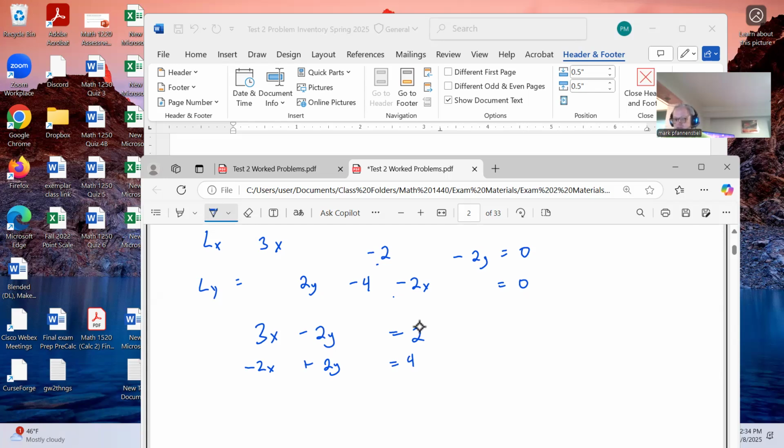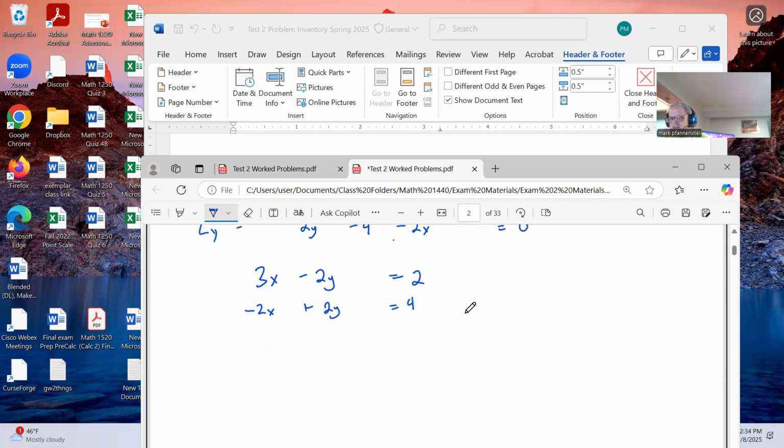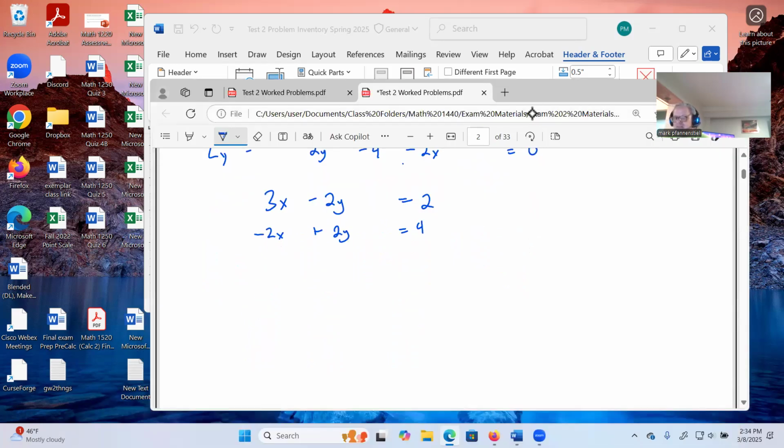I want my variables lined up because I've got two equations, two unknowns. And boy, this one did not come out of a textbook, because those are nice and easy to go from here. All we have to do is add these together. 3x minus 2x is just x. 2 plus 4 gives me 6. That is my value for x.